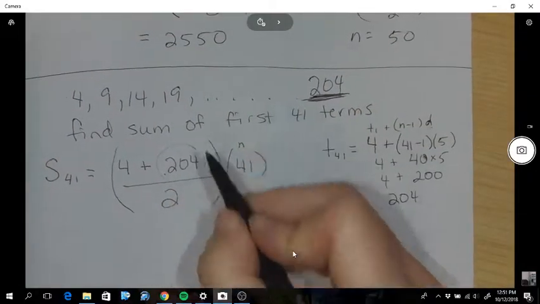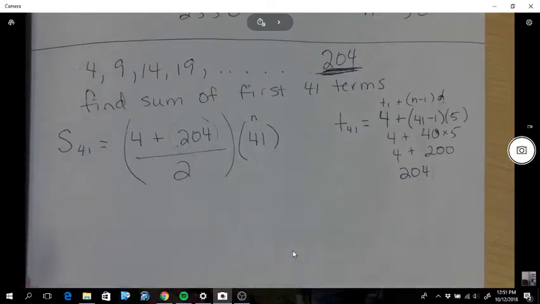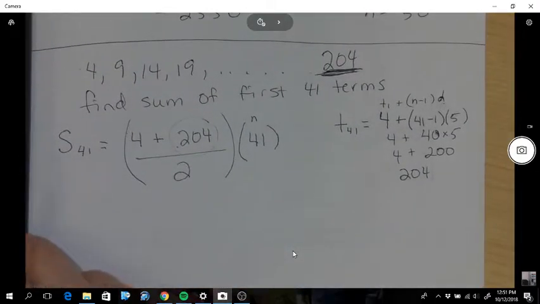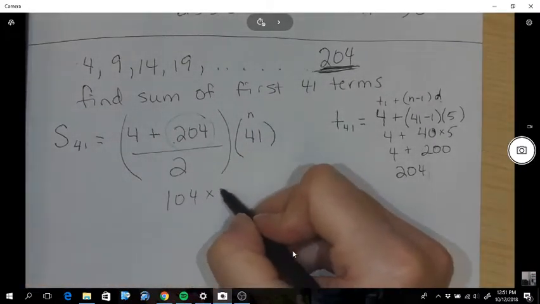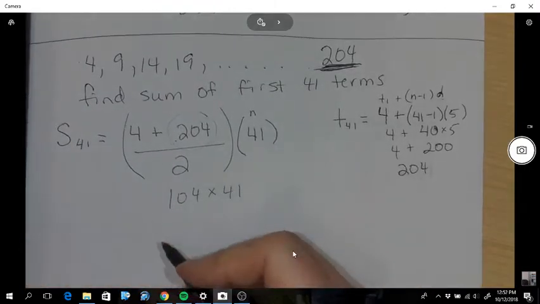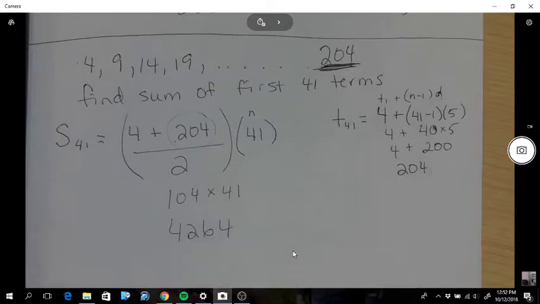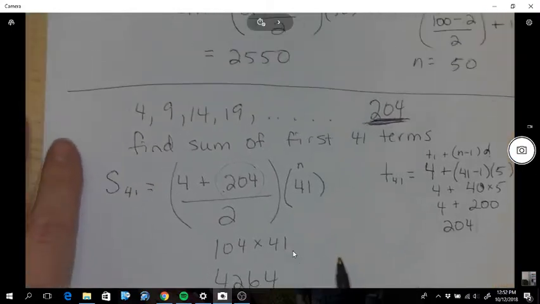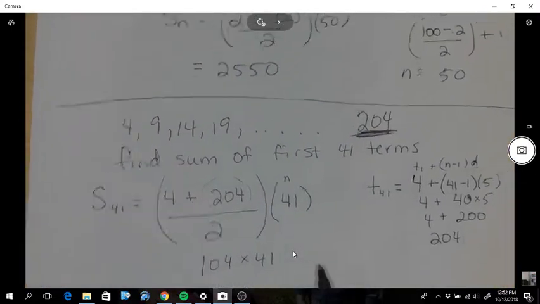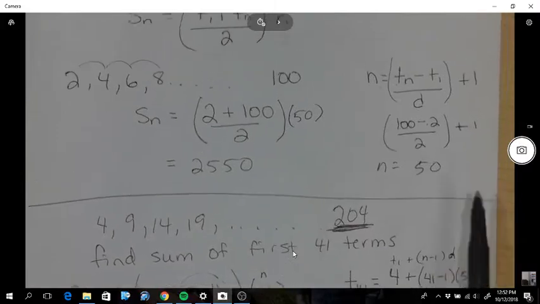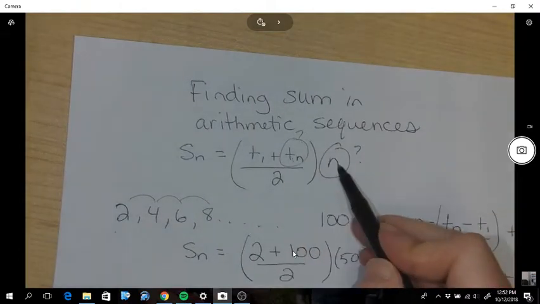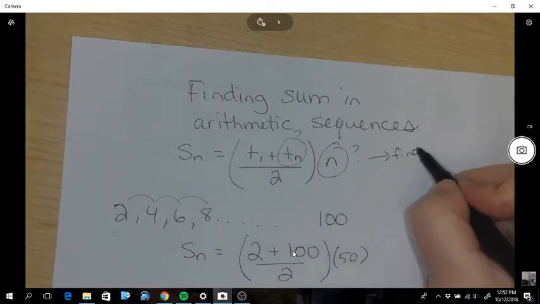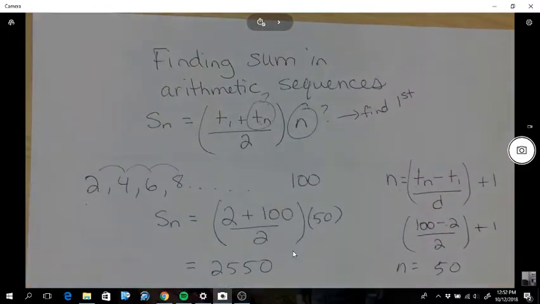So put that there. Now add those together, so 208, and then divide by 2, which is 104, then times 41. So you get 4,264. When you use this formula, you often have to combine it with a separate formula. Sometimes you don't know this, or sometimes you don't know that, and you have to find it first and then plug into this formula. So there might be 2 steps.